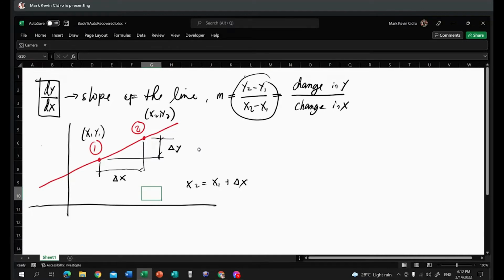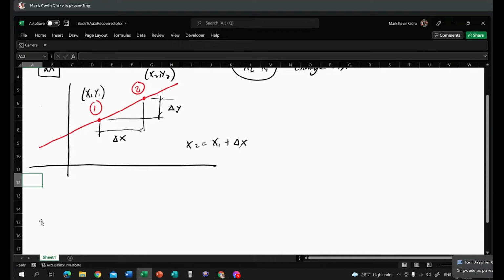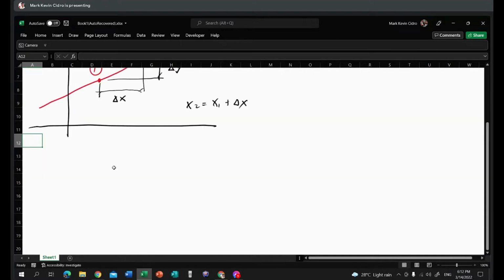For a linear line, you can choose any points on the line, because the relationship between the change in y and the change in x is just linear. So in solving for the slope, you can select any two points on the line to solve for m. Now, it is different if we have a curve. Say for example, this is your curve.